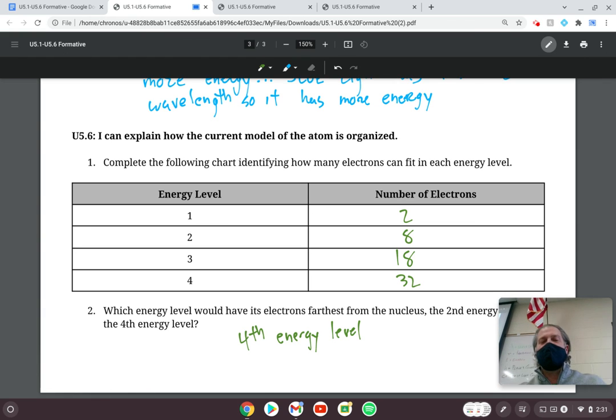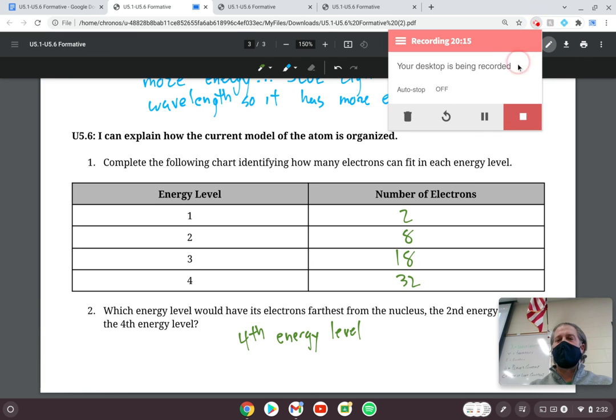So there you have it. That is the answer key to your practice quiz. Tomorrow's quiz will look very similar to this, so I highly suggest you take the time to review tonight. Good luck.